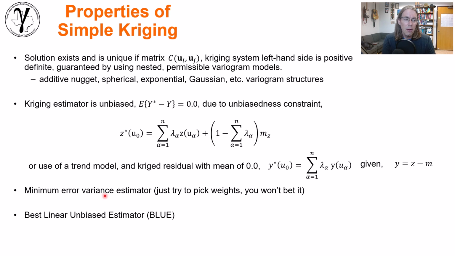It's a minimum error variance estimator. In fact, I have an Excel spreadsheet you can check out on my Excel numerical methods GitHub repository, where you can actually go ahead and play with it. You could change the weights yourself. And what I promise you is you cannot beat Kriging. You will not be able to pick weights that will get a smaller error variance or Kriging variance. It's a best linear unbiased estimator, and that's because it's linear, yes. Best because it minimizes the Kriging variance, and it's unbiased, and it's an estimator.